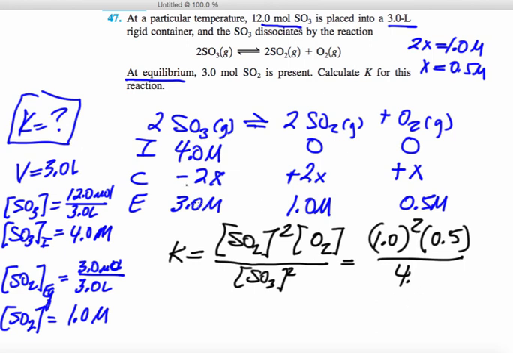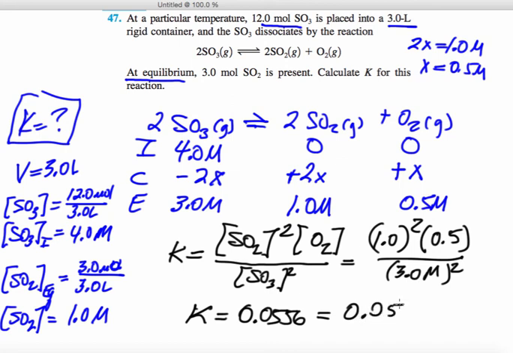Nope, I screwed that up, right? Because remember, these should be equilibrium concentrations, so I'm glad I caught that. It should be 3 molar down here in the bottom, and I have to square that. And when I put all of that into my calculator, I end up with a value of 0.0556, which with significant figures, I have 3 and I have 2, so I should have 2 in my final answer, 0.056. So that would be my value for K.